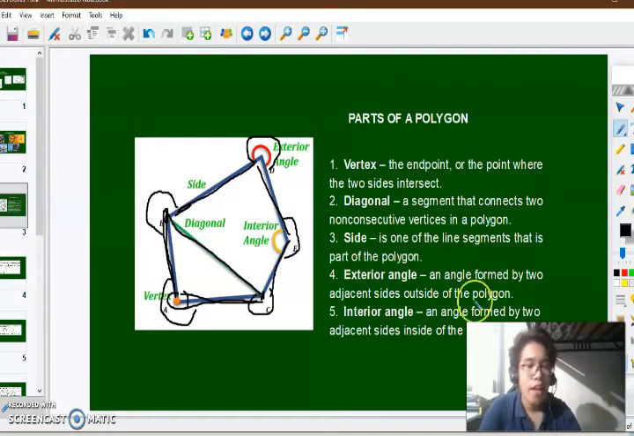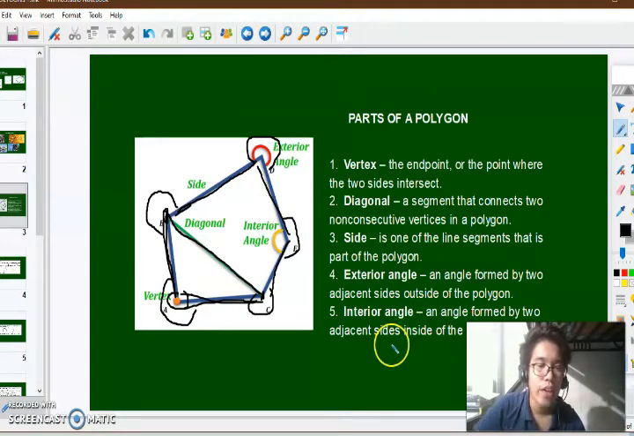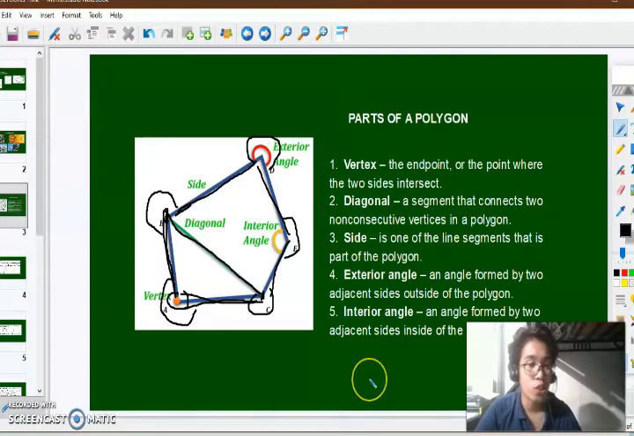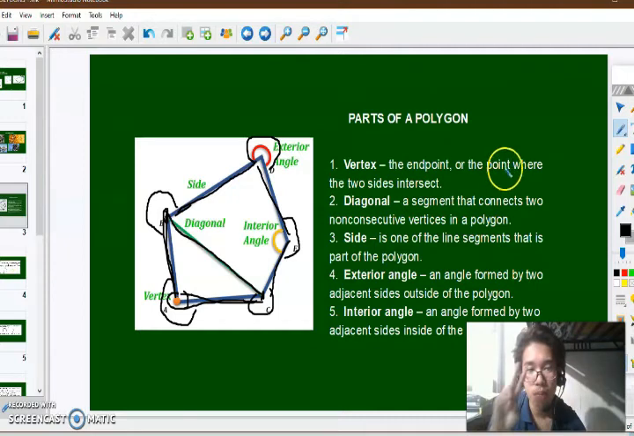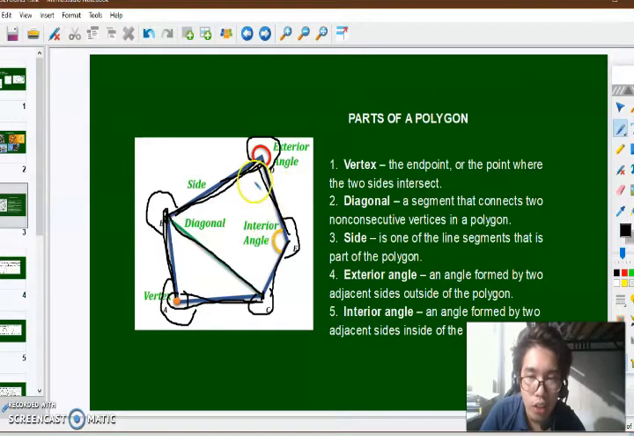And then we have interior angles. An interior angle is an angle formed by 2 adjacent sides inside of the polygon. Meaning of 2 adjacent sides, we have here, for example, segment BD and also segment DE. They are adjacent sides, and they are connected by an interior angle, or an interior angle can be found between those 2 sides. And also this one, side DE and side EC. There's also an interior angle here.